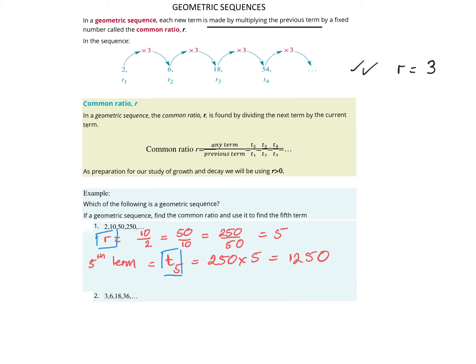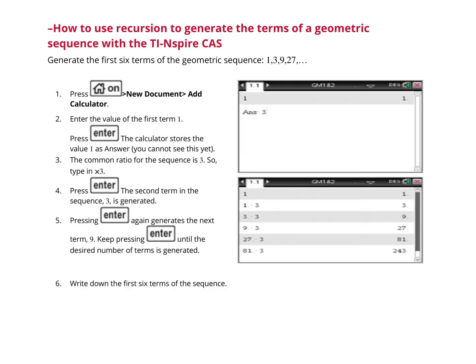Looking at the next one, again, we're looking for the same thing. We can see that 6 divided by 3 is 2, but 18 divided by 6 is 3, 36 divided by 18 is 2. Because one of them is out, it is not a geometric sequence. And if it's not a geometric sequence, then we can't find the fifth term for it. In class, we'll go through how to generate a geometric sequence on our CAS calculator. It's not unlike generating an arithmetic sequence, except we're multiplying this time rather than adding or subtracting.